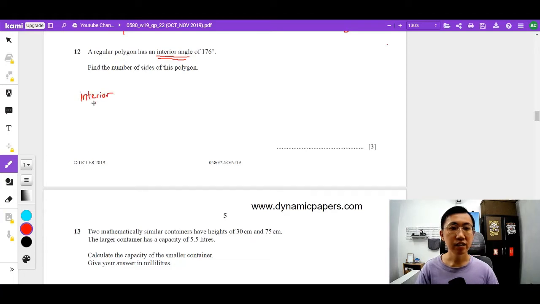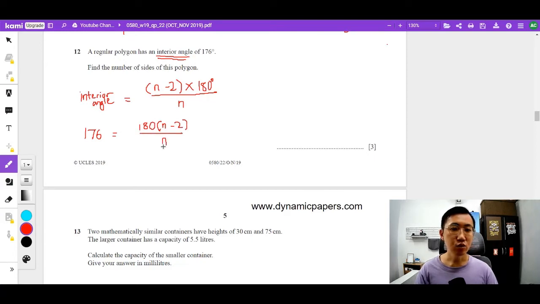Interior angle is equal to, follow, (n minus 2) times 180 degrees divided by n. So this is the formula for interior angle. Now we're going to fill in whatever information is given to us. Interior angle is given to us, 176. Fill up over here. (n minus 2) times 180, you can actually write it like this so that it reminds you to expand. Okay, remember to expand.